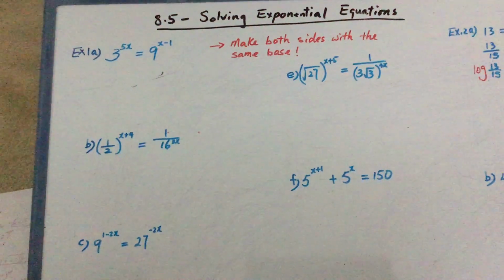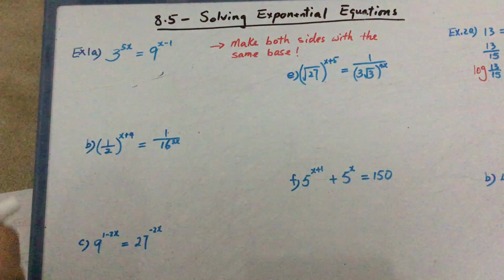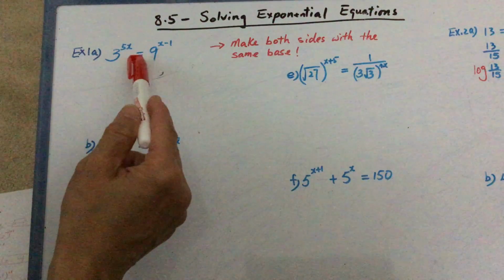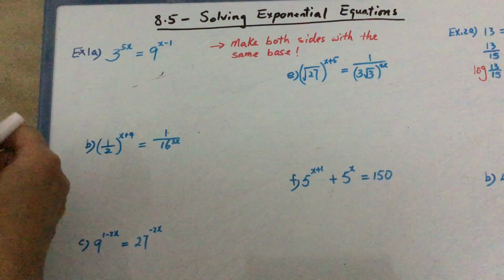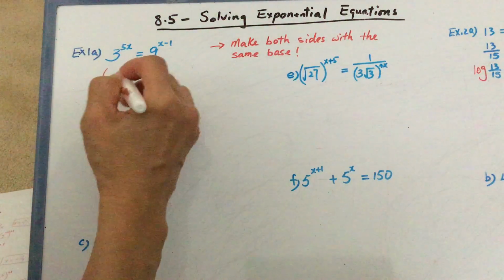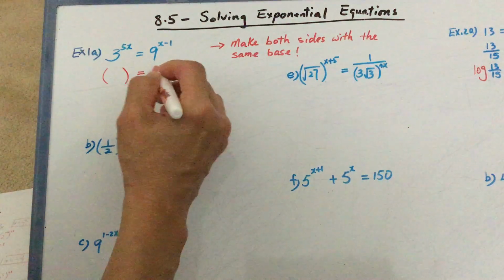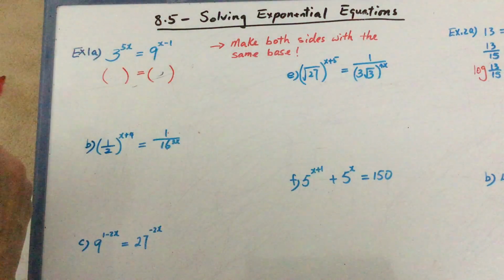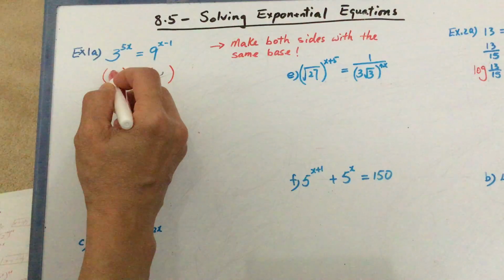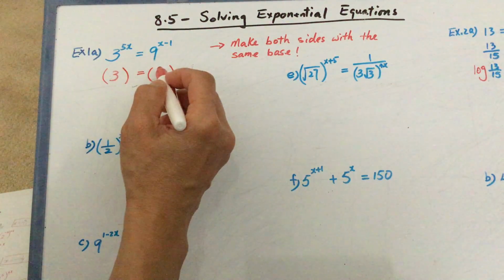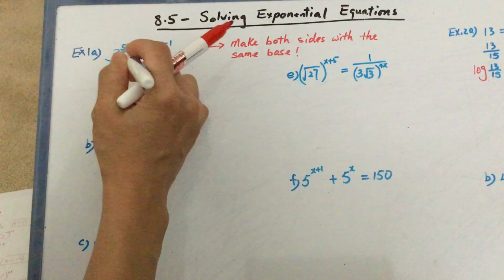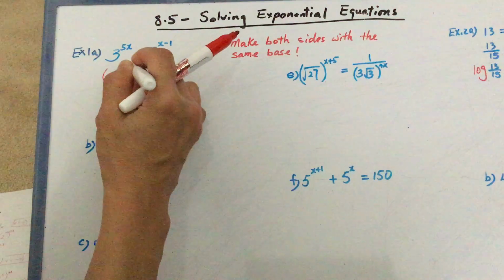So for example, if you have your worksheets you can follow along with me, when you get a question like 3 to the power of 5x equal to 9 to the power of x minus 1. Think about what the base of 3 and the base of 9 have in common. Between 3 and 9, I can keep the 3, but the 9 will be 3 to the power of 2.